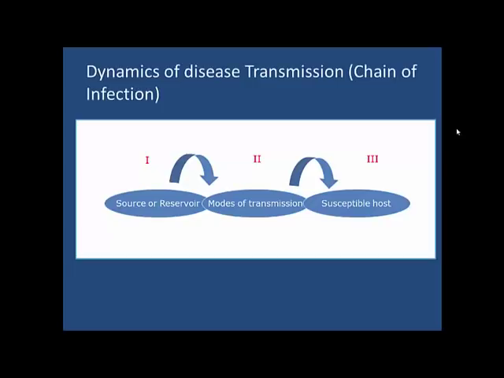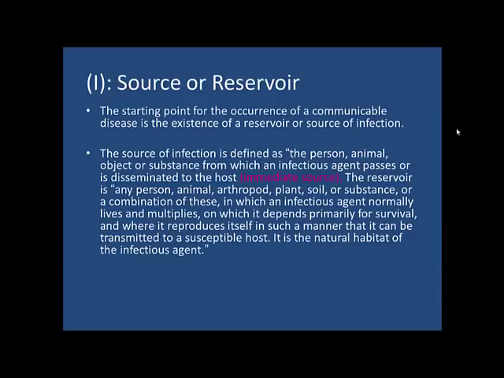The dynamics of disease being able to move from person to person, the chain of infection, is you have the source. The source can be environmental, it can be a vector, and so on. Then you have the mode, so how does it actually transmit? Is it through the skin? Is it respiratory? Is it urogenital, and so on? And then from there it can move to the susceptible host. So that's basically the dynamics of transmission, the chain of infection.